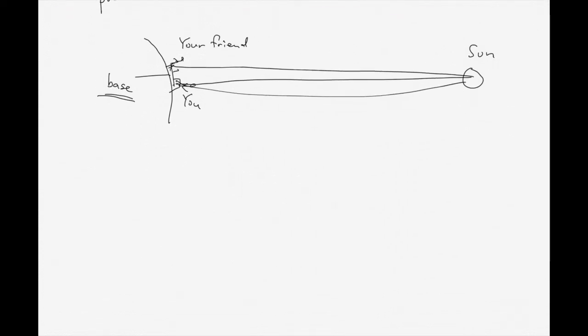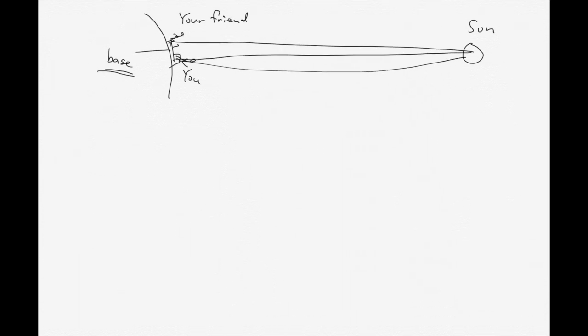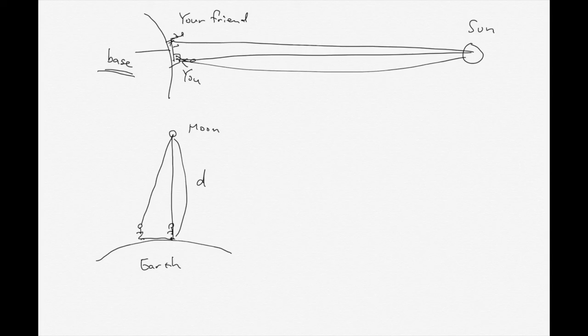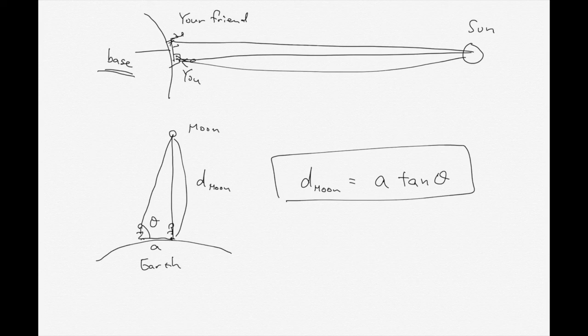So in the last practice, I already explained how to determine the distance to the moon. So this is the Earth and the moon. The moon is much closer to the Earth compared with the distance to the Sun. So in this case, you and your friend can stand to measure the distance to the moon. And A and theta, as I explained, the distance to the moon can be expressed as A tangent theta. So this equation is very useful, the parallax method, to determine the distance to the moon.